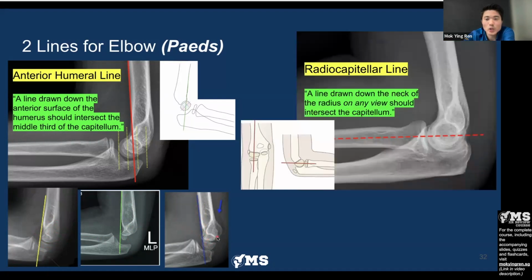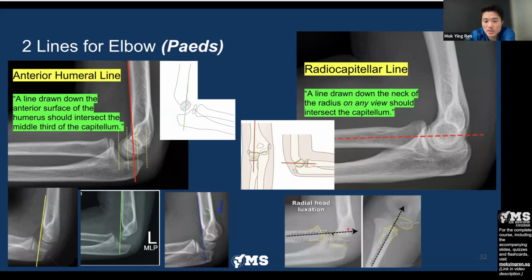Now the second line that we want to learn about is the radial capitellar line. The radial capitellar line, a line drawn down the neck of the radius on any view should intersect the capitellum. Alright, AP view, lateral view, it should intersect the capitellum in this way. Look at this. In this case, the radial capitellar line does not intersect the capitellum. There is a dislocation of this joint.